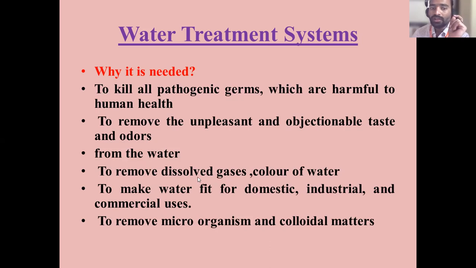Next is to remove the dissolved gases and color of the water. What is the color of the water? Water is colorless. If the water has some color, it indicates that the water is polluted. And if it has some dissolved gases, you have to remove the dissolved gases and the color of the water. Then, to make the water fit for domestic, industrial and commercial use.